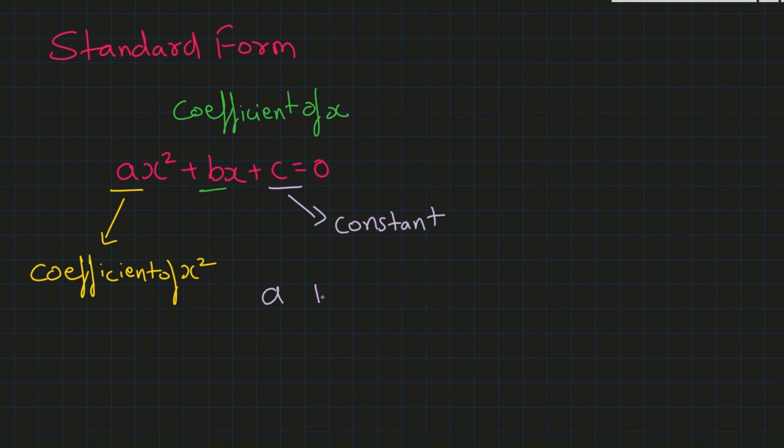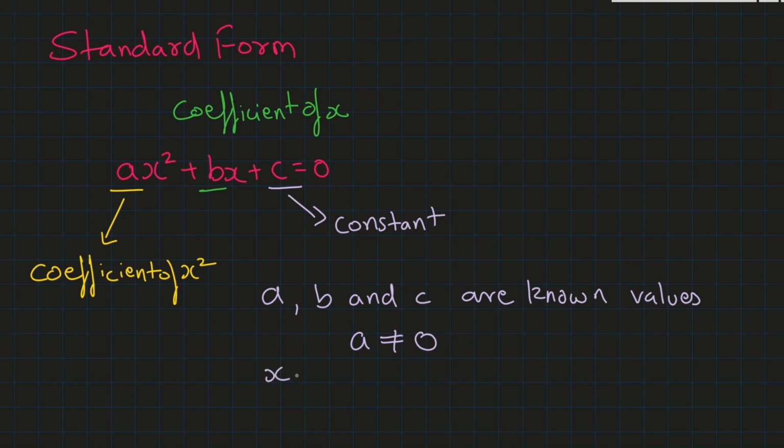a, b and c are known values. In the standard form of a quadratic equation, a is not equal to 0, whereas x is said to be a variable, an unknown value.